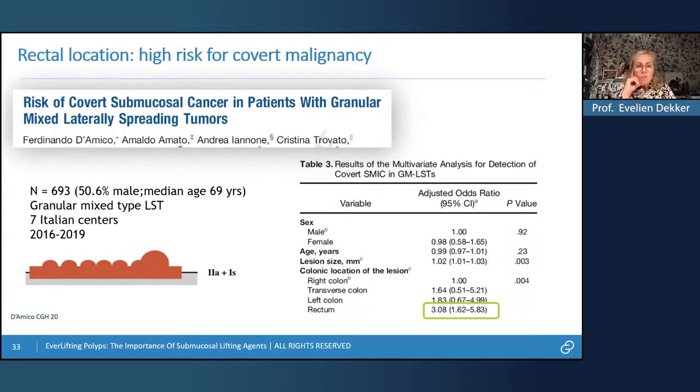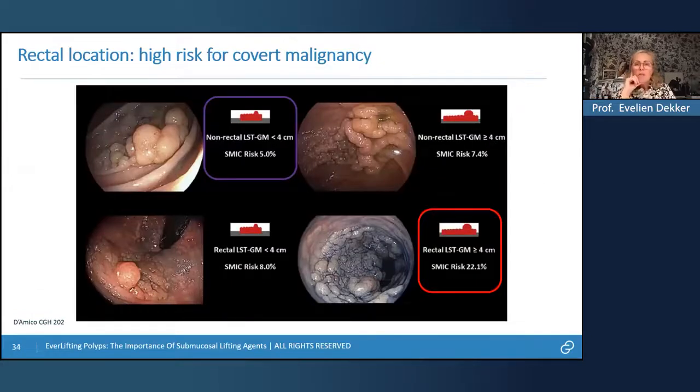The same was shown more recently by the Italian group. They showed exactly the same type of results, showing that the lesions that are granular, once they have a specific nodule, provide you with the highest risk of submucosal invasion, especially in the left-sided colon, in the rectum again. And you can see here the risk of such a nodule in the rectum is 22.1%, whereas in the right-sided colon or anywhere else, the risk is only 5%.